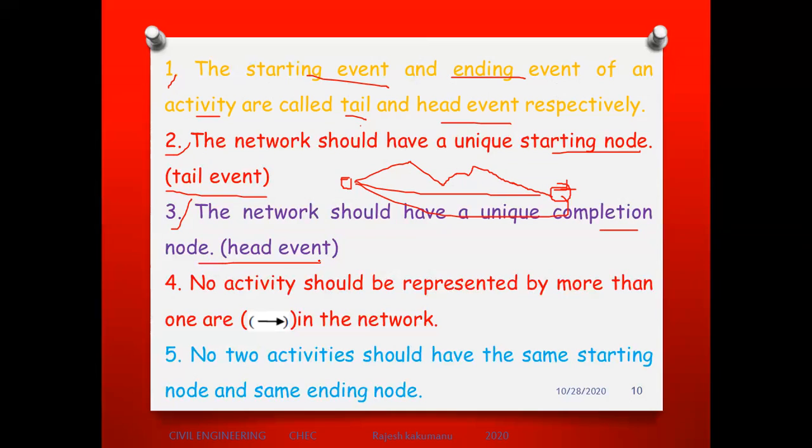Next, no activity should be represented by more than one arrow in the network. I will show this point whenever you get any problems. Next, the fifth point: no two activities should have the same starting node and the same ending node. It should be totally different. That is a main rule of doing the work.